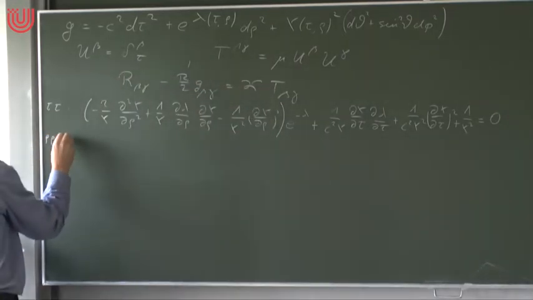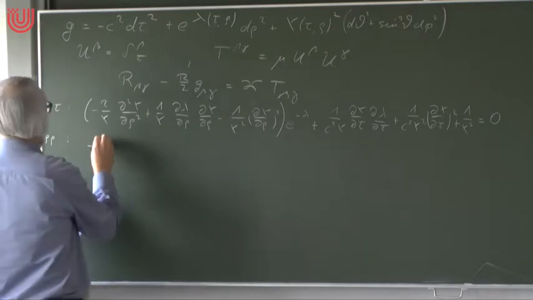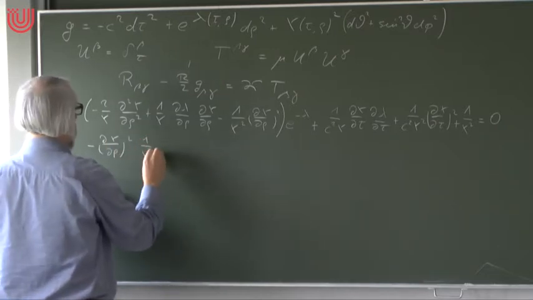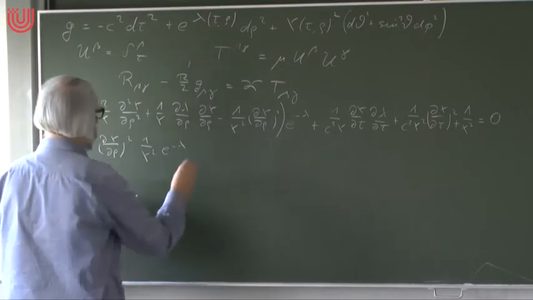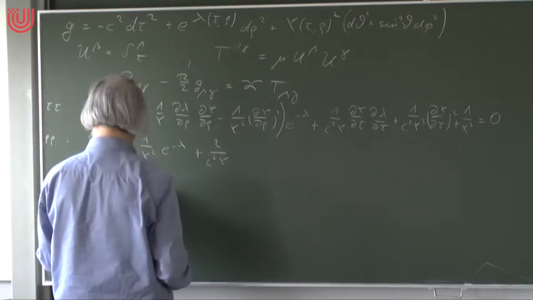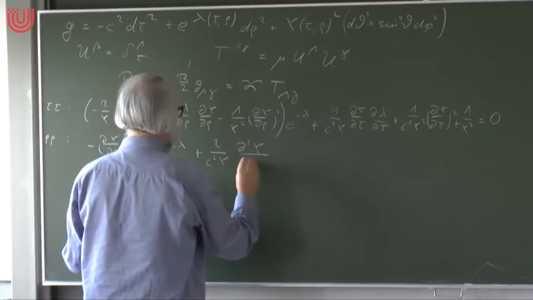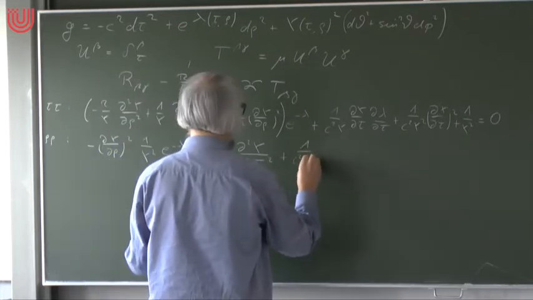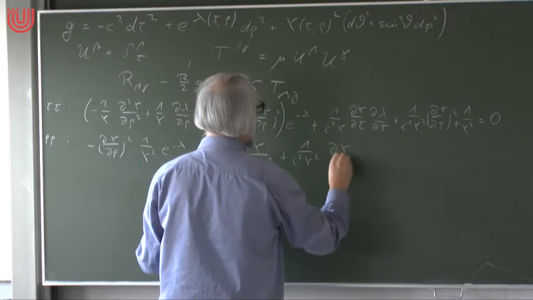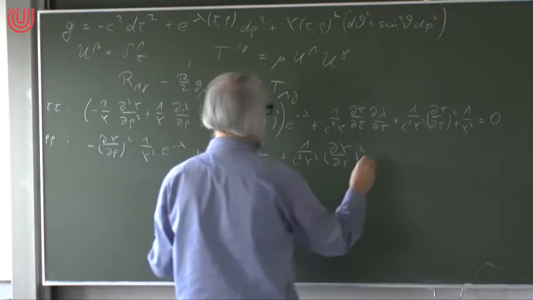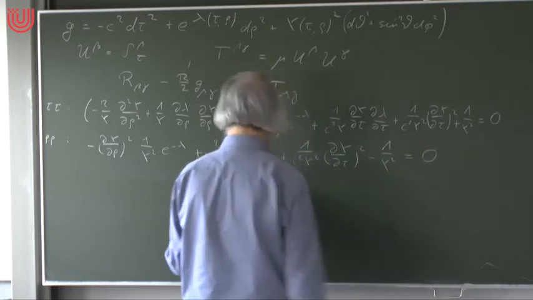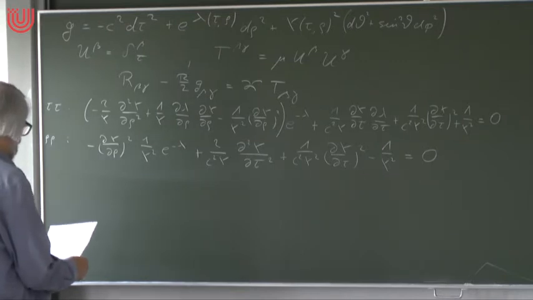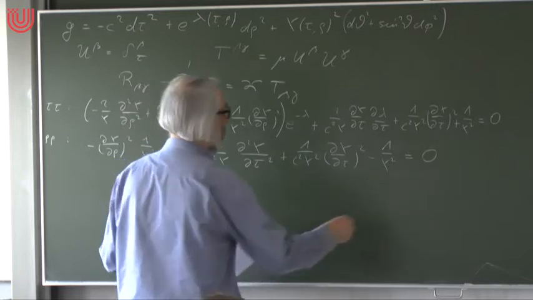And the second one is a rho component, minus dy by d rho squared, 1 over y squared e to the minus lambda, plus 2 over c squared y, second derivative of y with respect to tau, plus 1 over c squared y squared, dy by d tau squared, minus 1 over y squared is 0. Sorry, this is a plus, right? Yes, the last one is a plus.